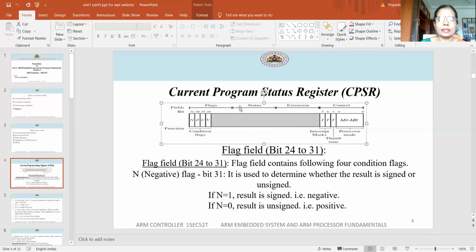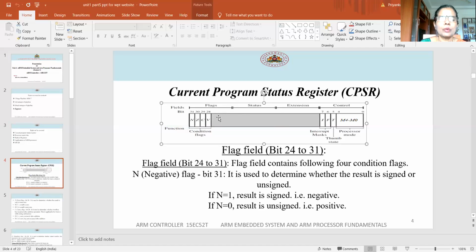So where we ended here is status field bit 23. After 23, the bit number is 24. So you start at 24: 24, 25, 26, 27, 28, 29, 30, 31. Bits 24 to 31 are reserved for the flags. So we can use the flag field and the control field in ARM7. The control field, completely from 0 to 7, you can use.